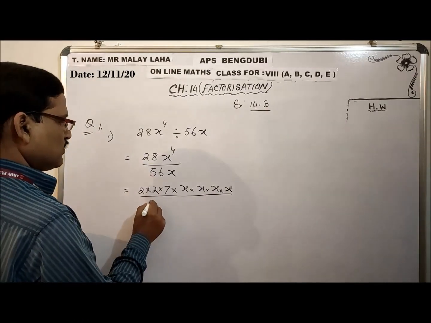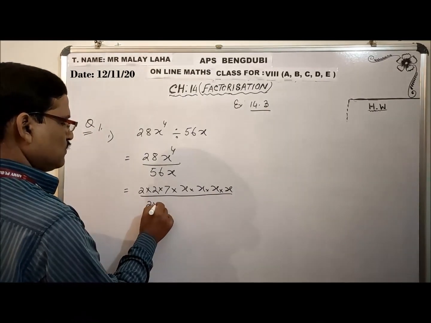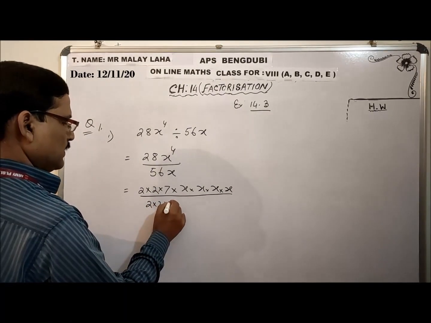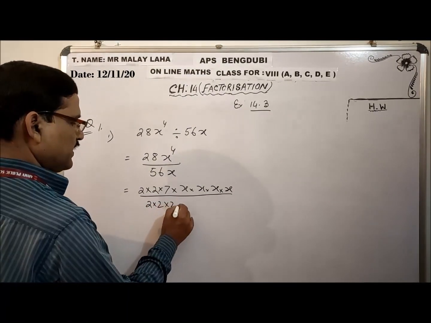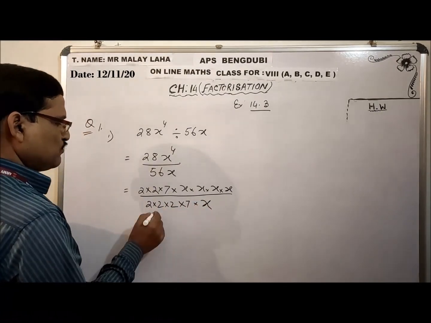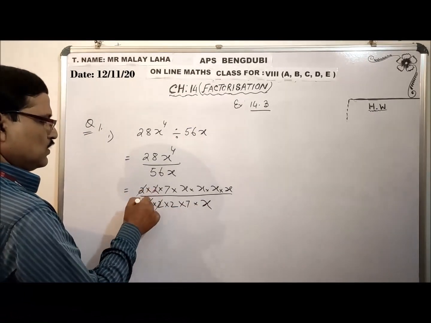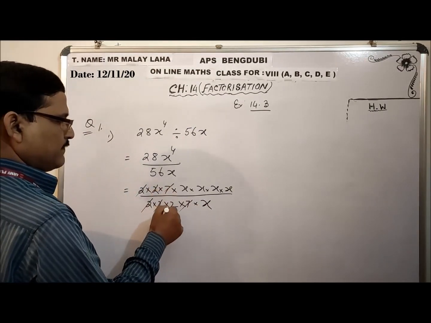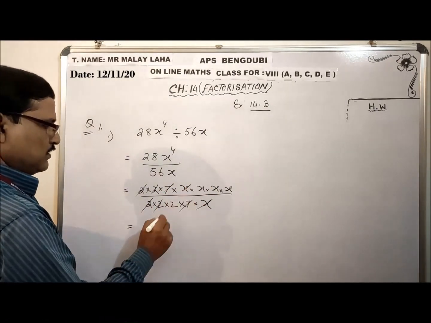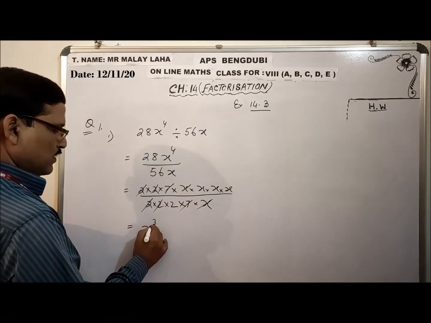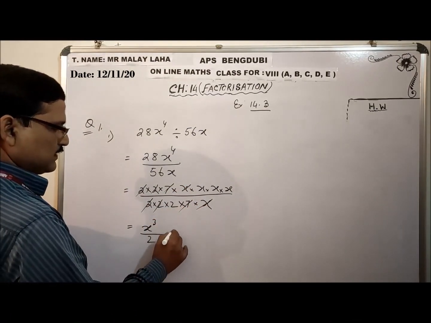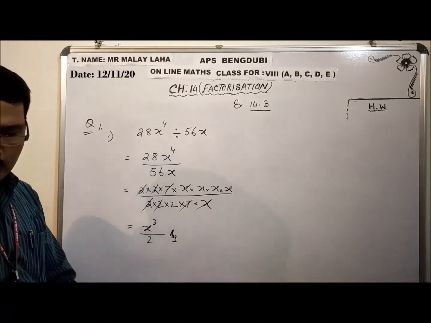And 56 can also be written as 2 into 2, 4 into 2, 8 into 7, 56, and then x. Now we cut 2, 2, then 7, and one x. What is left on the numerator? x cube. What is left in the denominator? Only 2. So this is the answer. Okay, this is the way.